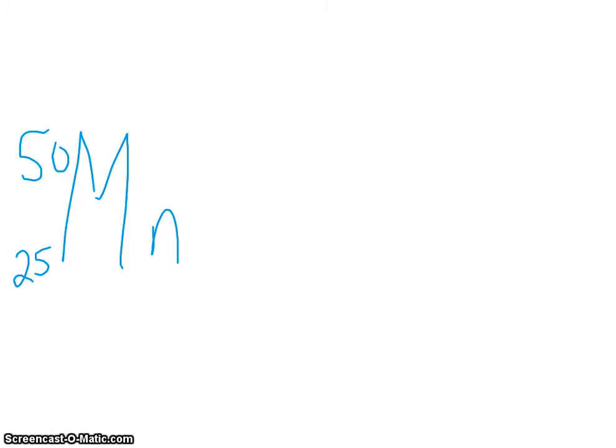Now you need to write the symbol to show that a positron particle is being emitted. So we next draw an arrow, and then we will write the positron symbol. Please pause your video and do this now. Your positron symbol should look like this.